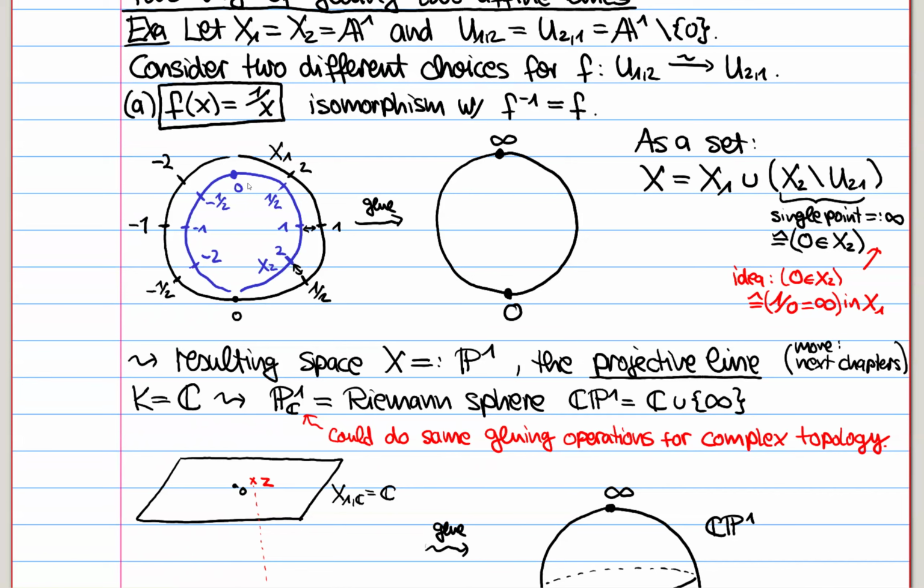And so we see in the glued space, for almost all of it, we can just take x1, but then we have one extra point. And this extra point we want to call infinity. And the idea is, it corresponds to 0 in x2. And the idea is, well, this 0 in x2 would correspond under this map here to 1 over 0, which should be kind of infinity in x1. Of course, this is not precise, but that's kind of the idea.